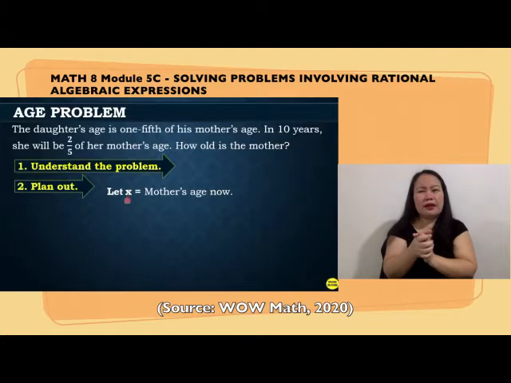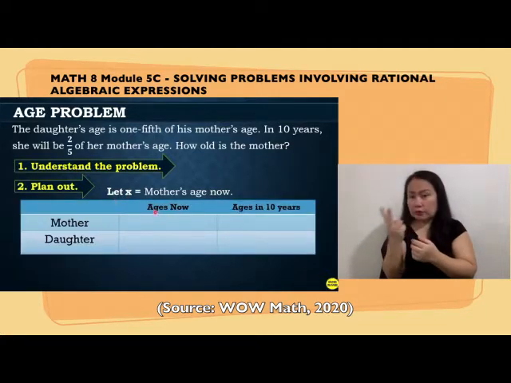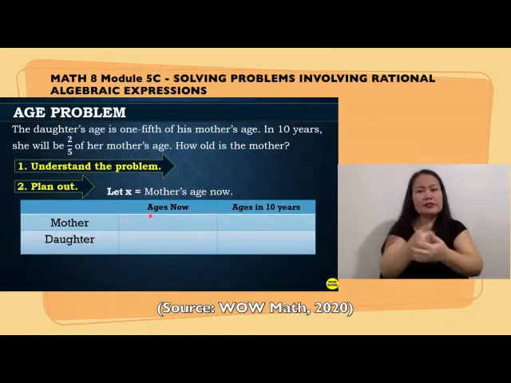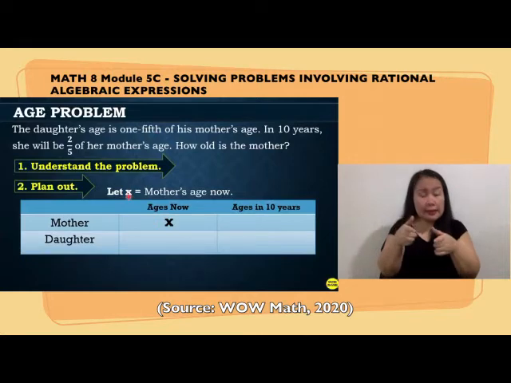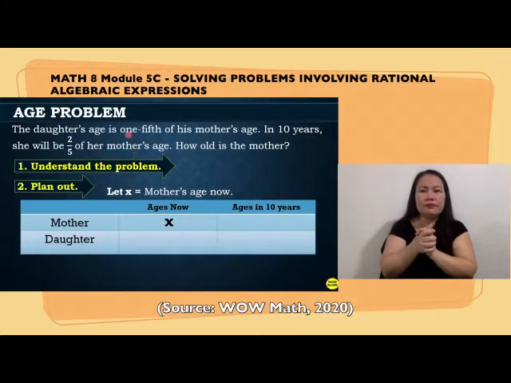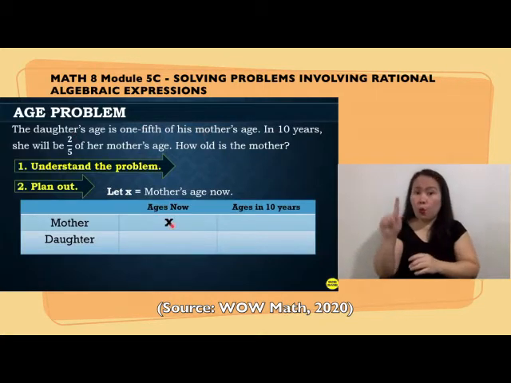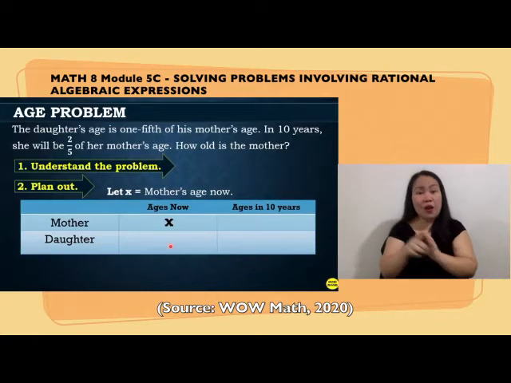Now, since ang sabi, okay, so these are the ages of mother and daughter. Now, after 10 years, ito naman yung ages nila. So, let us represent. Yung age ni mother now ay x. So, I-represent natin yung age ni mother as x. Now, ang sabi sa problem, 1/5 yung age ni daughter sa kanyang mother. So, if this is the age of the mother, so paano natin kukunin ang 1/5 nun? So, divide natin siya by 5. So, that is x over 5. So, ito yung age ni mother.